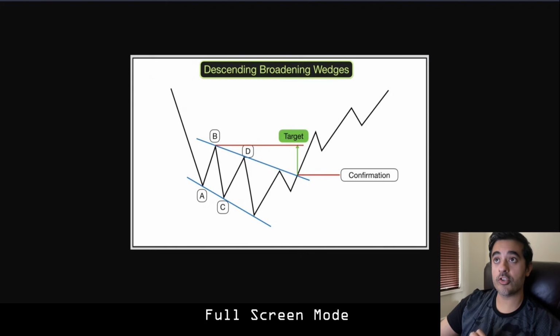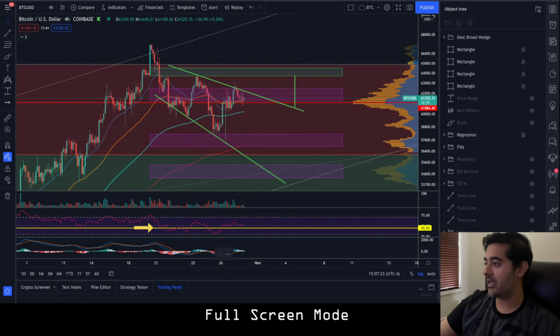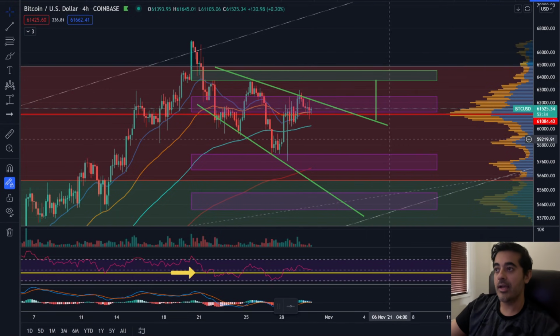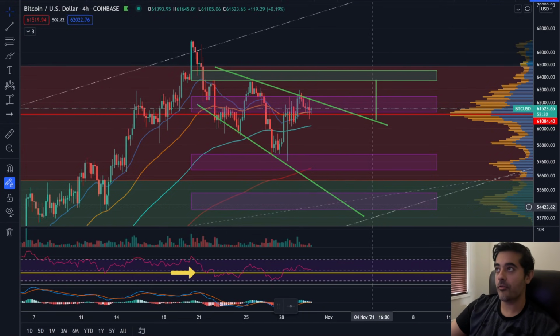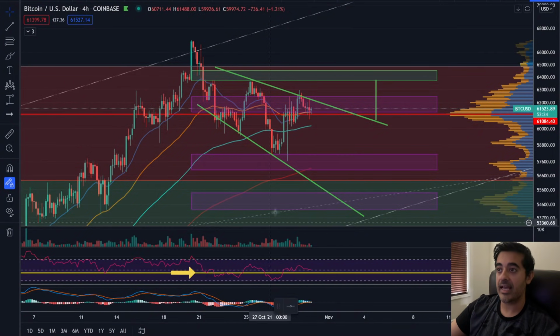Let's go back to the chart so I can show it to you. So in the chart here, I'll turn on the descending broadening wedge. All right, and let's go back into this view so you can see the screen a bit better now. So in this view, basically what we are seeing is that this is the pattern that's forming, right? If we go back to this, you'll see it's very, very similar. The descending broadening wedge is what we're looking at on the 4-hour.